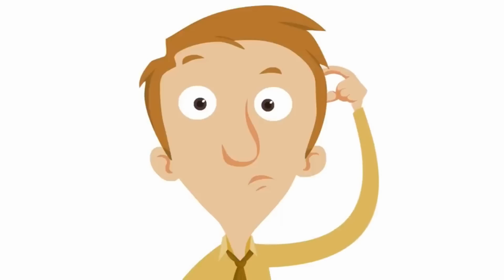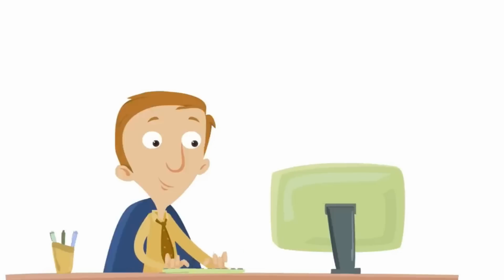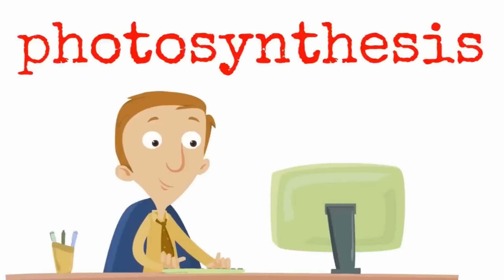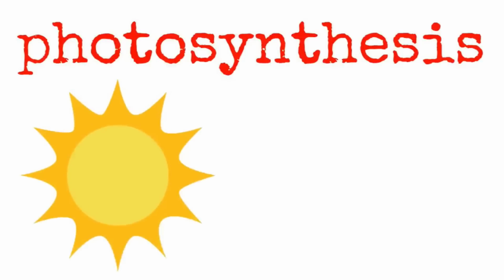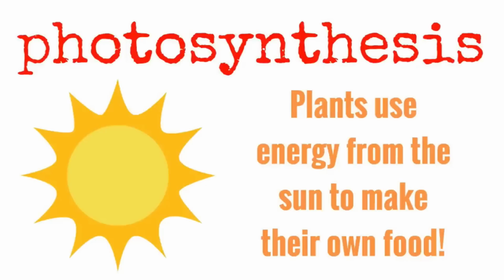Now wait, how can plants make their own food? You never see a plant in the kitchen saying, "Hey, I'm gonna cook something real fast. I need to make some of my own food. So, can you tell me where the pans are?" No, plants make their own food through a process called photosynthesis. Wow, that's a big word. Photosynthesis is amazing. Plants use energy from the sun to make their own food. That's why plants need sunlight.